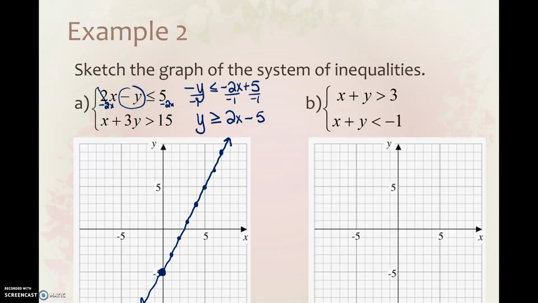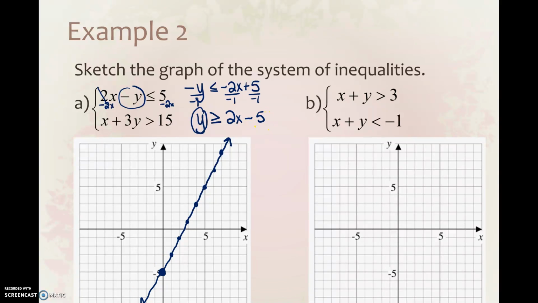The issue when you have a slanted line is how do you shade? You could pick 0, 0, plug 0, 0 in and test a point to see if it works or not. I prefer to think of what this symbol actually means. Why is my shaded stuff? My shaded stuff needs to be bigger than the line 2x minus 5.